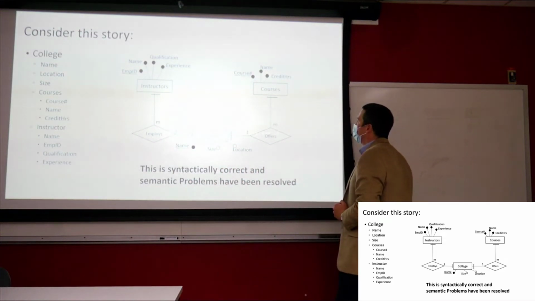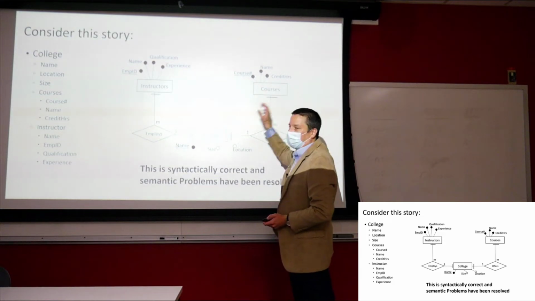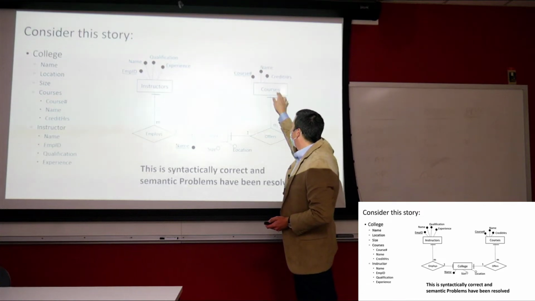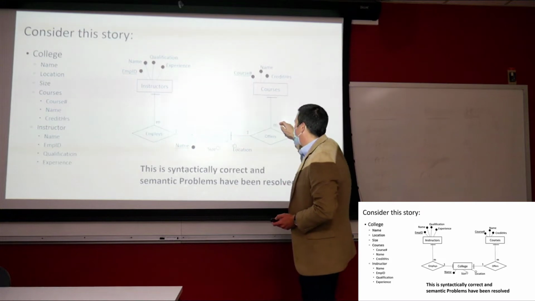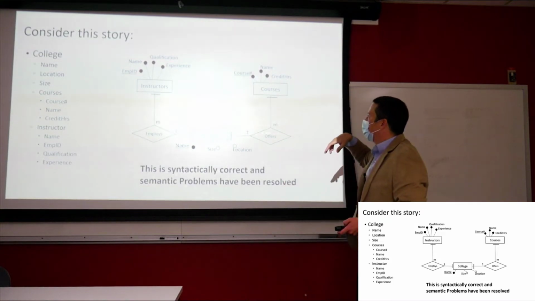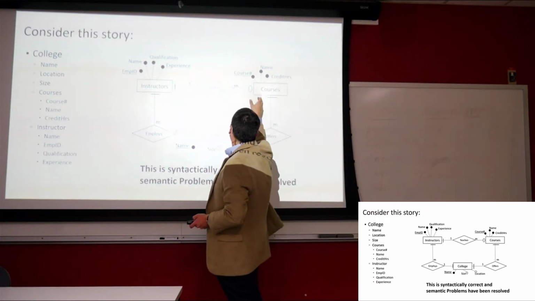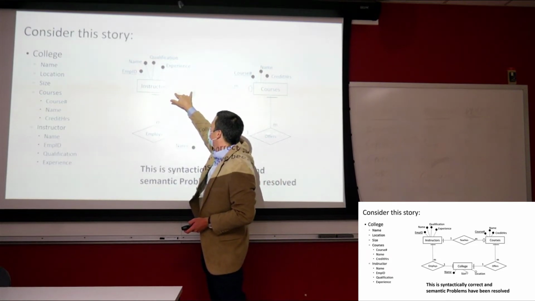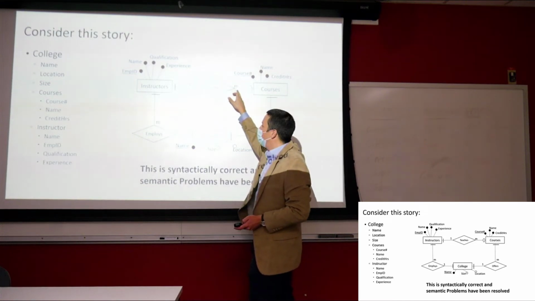That seems reasonable. And then courses: course number, name, and credit hours are not attributes of college, but attributes of this courses entity. And a course is offered by exactly one college, and a college offers between one and many courses. And now we can put this relationship between these entities of instructors and courses. A course is taught by exactly one instructor. An instructor teaches a minimum of 0 and a maximum of many courses.